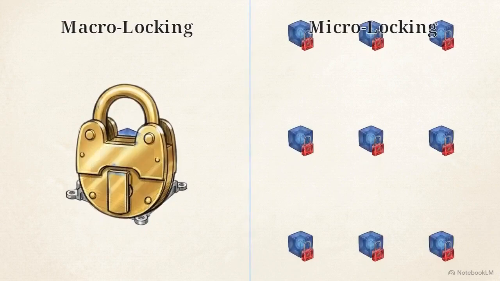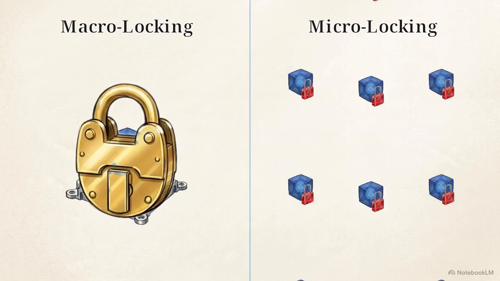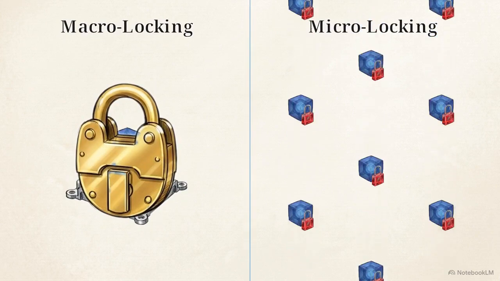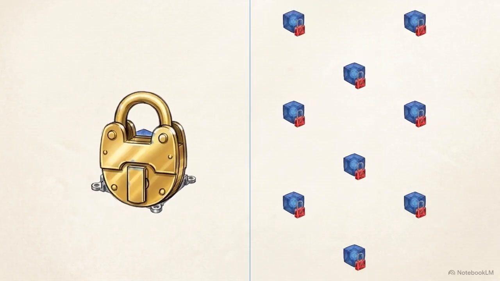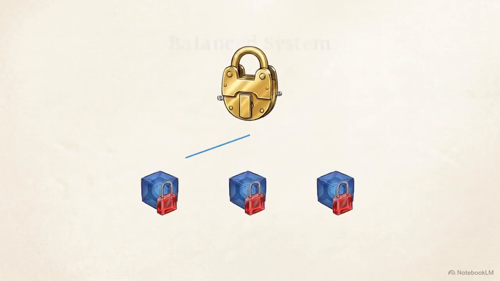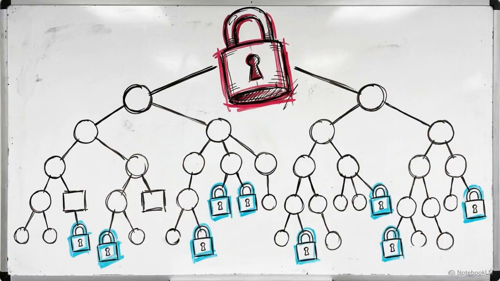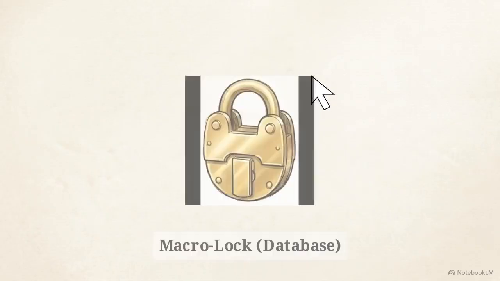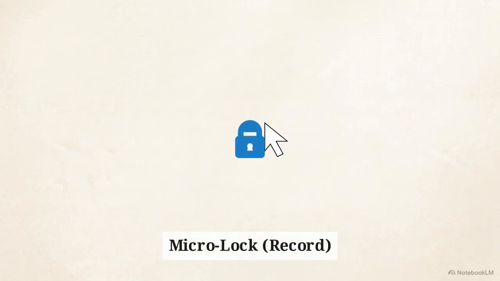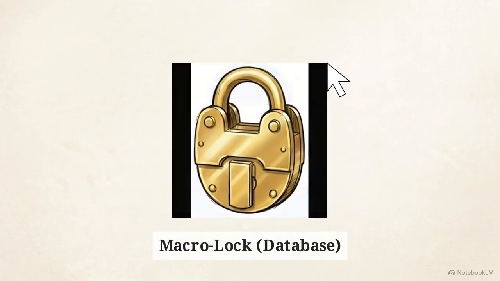They need a protocol that provides the low overhead of macro locks when dealing with large datasets, while maintaining the speed and concurrency of micro locks for single record updates. The solution to this paradox is the multiple granularity locking protocol. It allows transactions to adaptively choose the exact scale of their lock based on the work they need to perform.